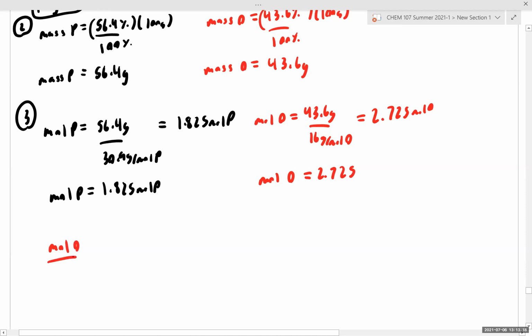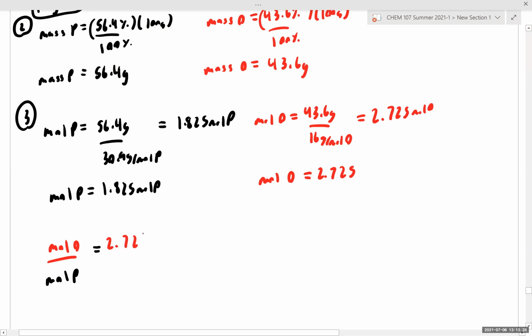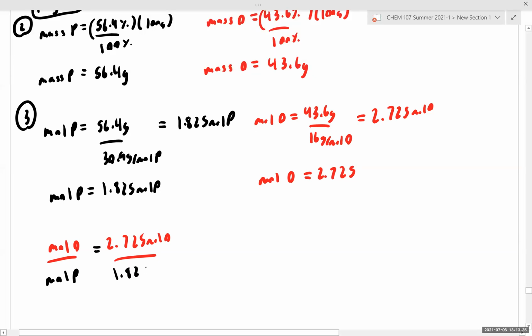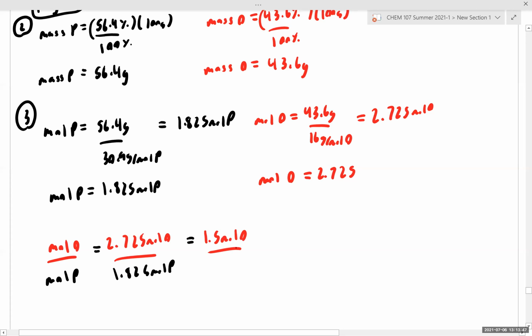As we only have two elements, we're going to take the mole to mole ratio. So we're going to look at the moles of oxygen per mole of phosphorus. That in turn gives us 2.725 moles of oxygen over 1.825 moles of phosphorus. And that in turn gives us a ratio of 1.5 moles of oxygen per 1 mole of phosphorus.